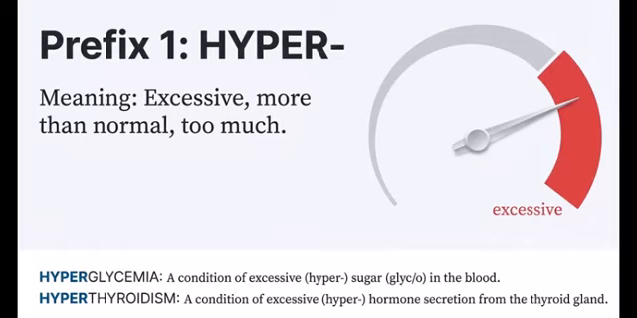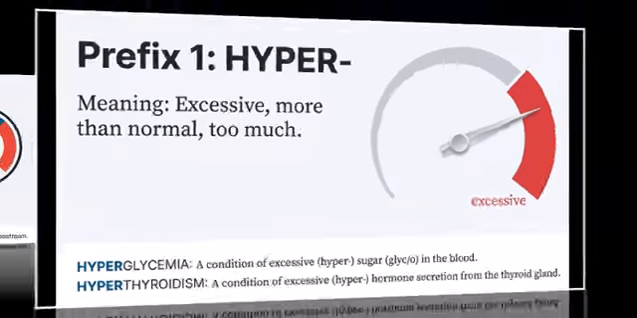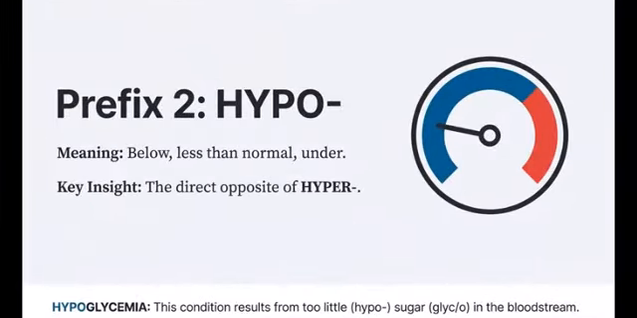We see this in terms like hyperglycemia and hyperthyroidism. In these terms, the prefix means excessive. So hyperglycemia, that's just excessive sugar in the blood. Simple, right? Now, on the flip side, we have hypo.